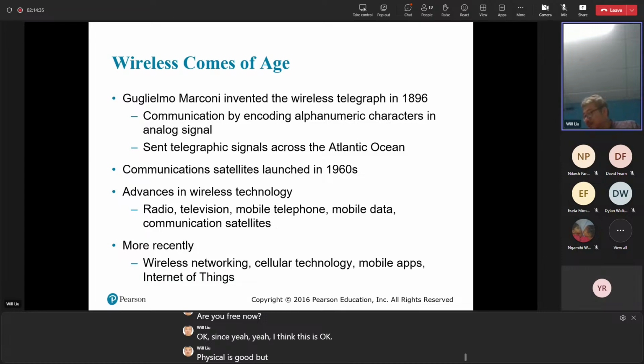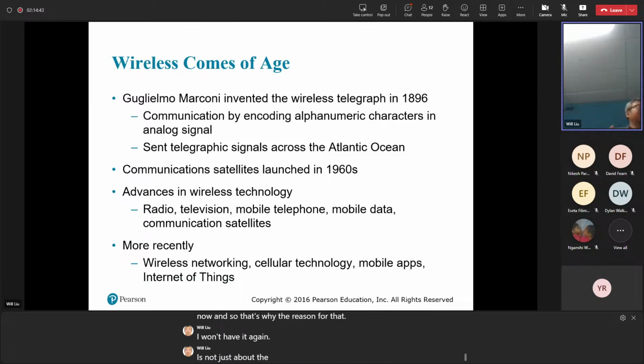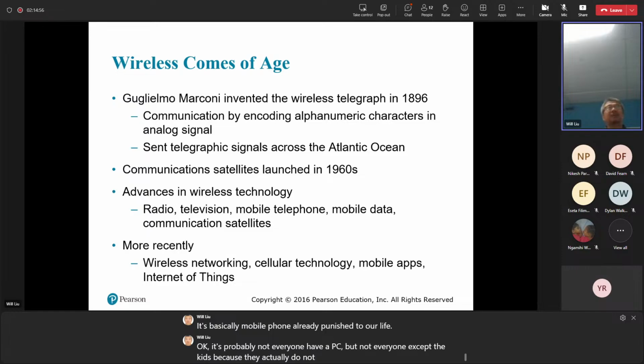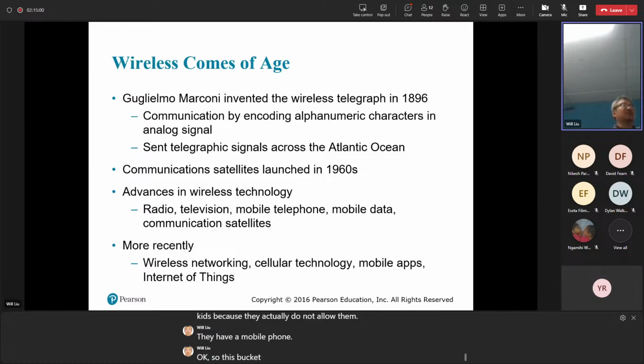But what I mean is everything has an app now. So that's why I want to highlight again, it's not just about the app. It's basically that the mobile phone has already penetrated our lives. Probably not everyone has a PC, but everyone except the kids, because they would not be allowed, has a mobile phone. So this market is so big. Do you know what the next potential market is?